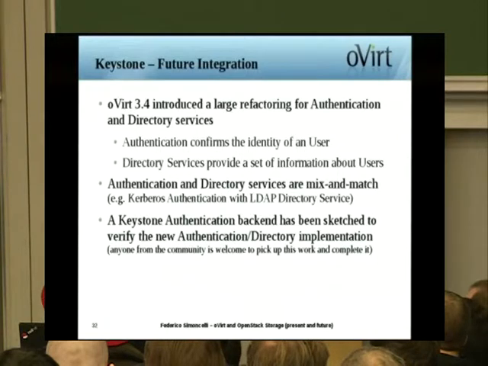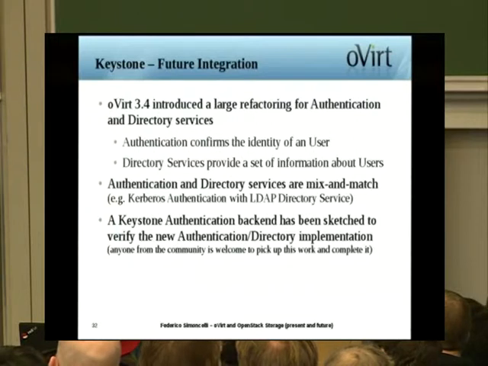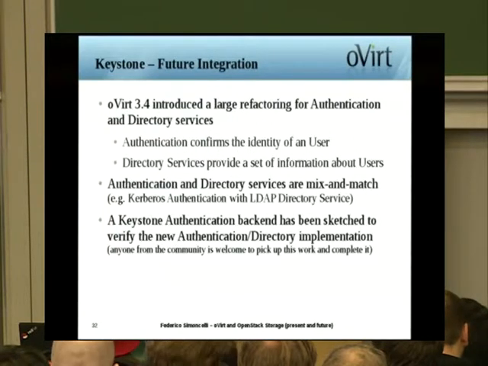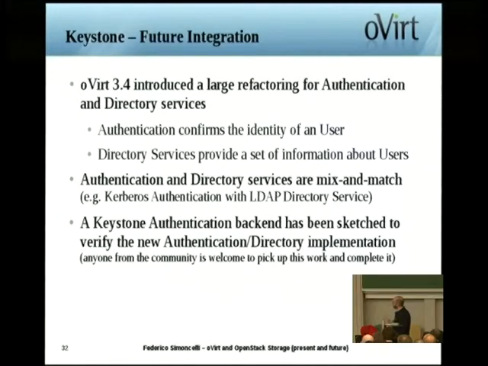Other improvements in the area of Keystone: in oVirt 3.4, we introduced a large refactoring of authentication and directory services. Authentication gives you the identity of the user, and the directory service provides a set of information about the user. These have been decoupled, so now you can use them mixing and matching. Basically, you can use Kerberos authentication with the LDAP directory service if you want to, or any other combination.